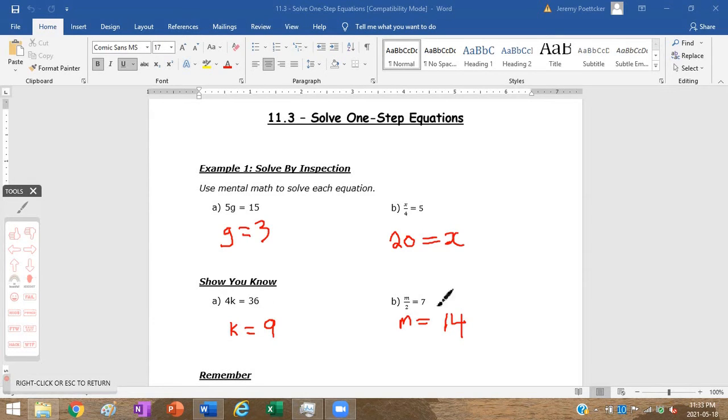Here, I could look at this and say, well, m divided by 2 is equal to 7. I could say, well, if I multiplied 7 times 2, that should get me to my answer. So keep that in mind as we move forward here. Here we've got a multiplication, and we did some division to find out the answer. Here we have m over 2, or m divided by 2. We did some multiplication to find our answer.